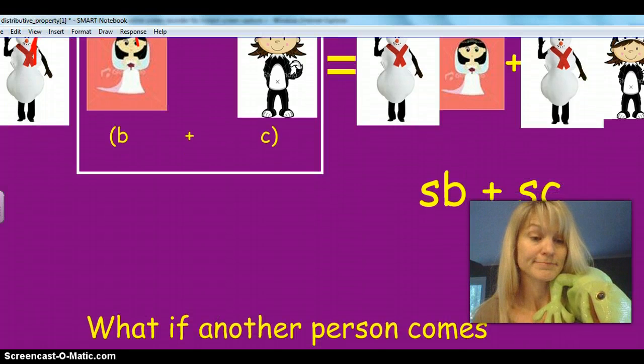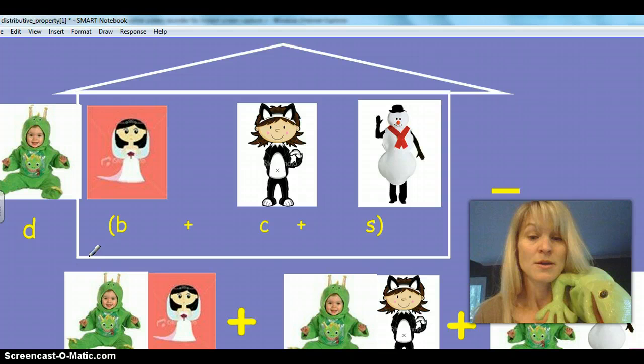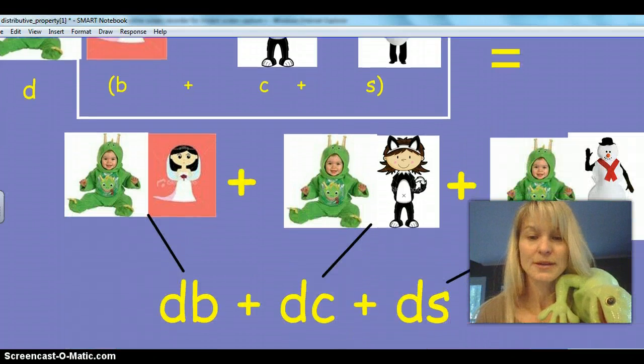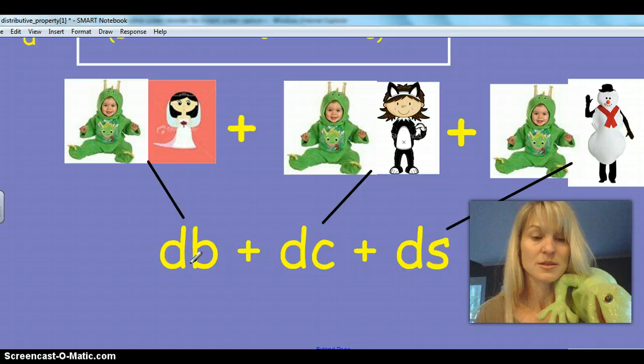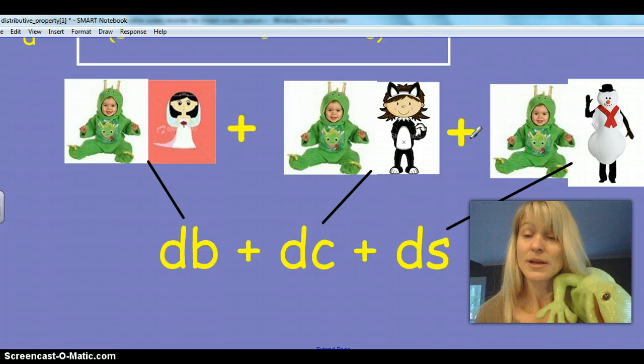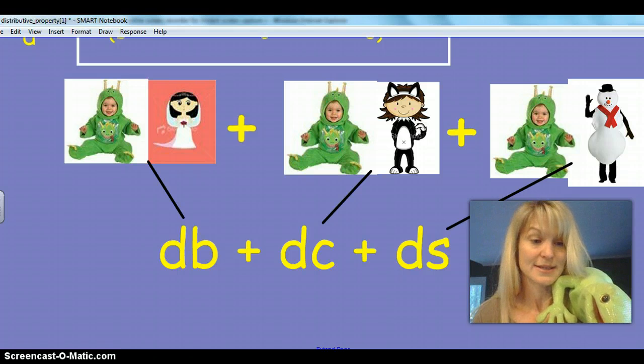So here comes the dragon. And what a cute dragon it is. So right now we have the bride, we have the cat, and we have the snowman. And this dragon wants to come say hi to the bride, hi to the cat, and hi to the snowman. So this is 3 things. This is called a trinomial. Tri meaning 3. So first the dragon says hi to the bride, D times B, plus the dragon says hi to the cat, D times C, plus the dragon says hi to you, the snowman, D times S. Okay, replace that, D times B plus D times C plus D times S. And there's your example of distributive property. Hopefully that made more sense than less sense.